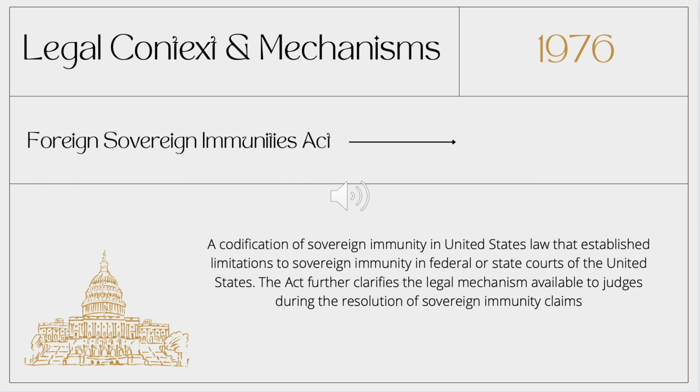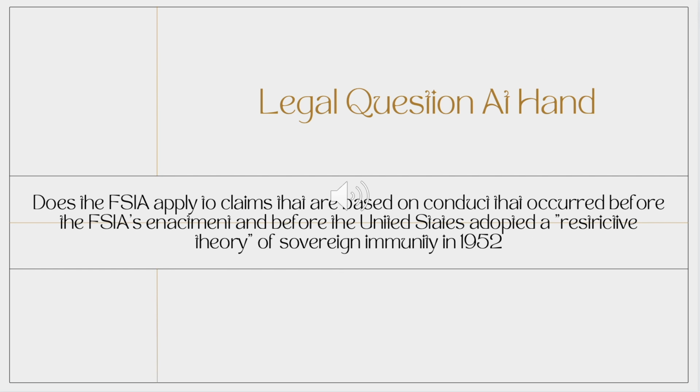The Foreign Sovereign Immunities Act is a United States law codified at Title 28 of the United States Code. The Act establishes limitations on sovereign immunity in the United States. The jurisdictional statute establishes the conditions that must be met for a lawsuit to be instituted against a foreign state in American courts. In Austria and Altmann, the legal question at hand was, does the Foreign Sovereign Immunities Act apply to claims that occurred before the Act's enactment and before the United States adopted a restrictive theory of sovereign immunity in 1952?